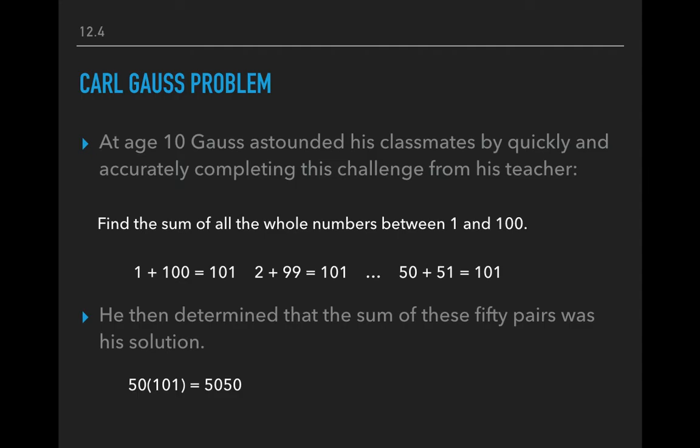And that is why he is a famous mathematician, because already at the age of 10, he was doing this type of mathematics.